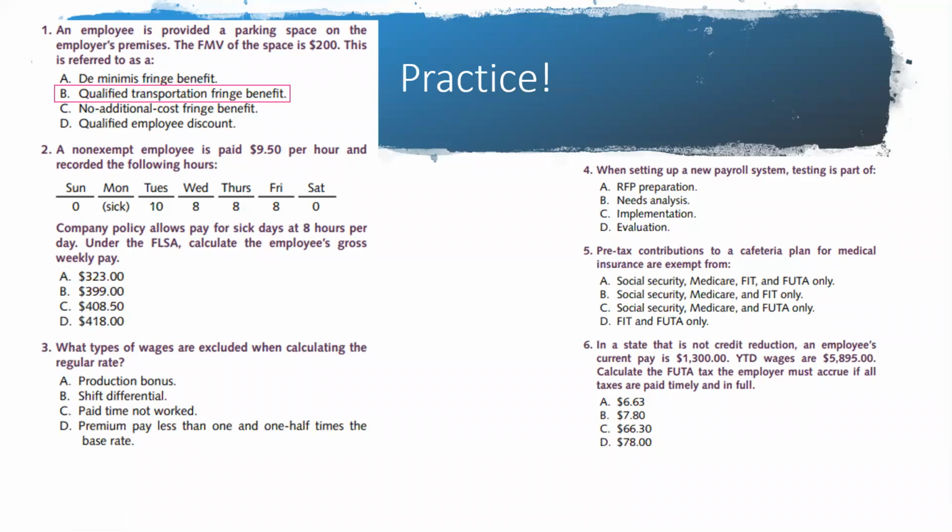But so a non-exempt employee is paid $9.50 per hour and recorded the following hours: nothing on Sunday, sick on Monday, 10 hours on Tuesday, 8 Wednesday, Thursday, and Friday, and nothing on Saturday. Company policy allows pay for sick days at 8 hours per day. Under FLSA, calculate the employee's gross weekly pay.